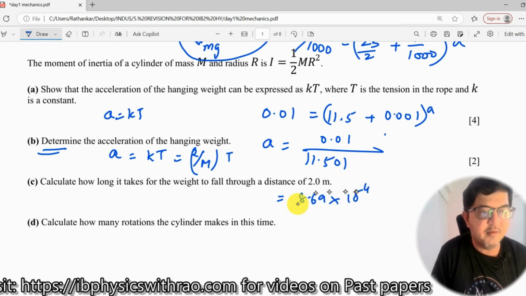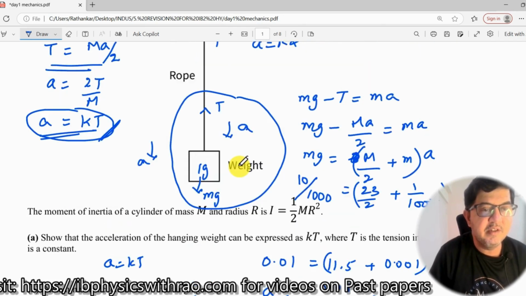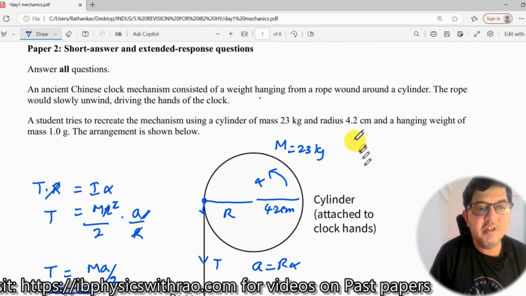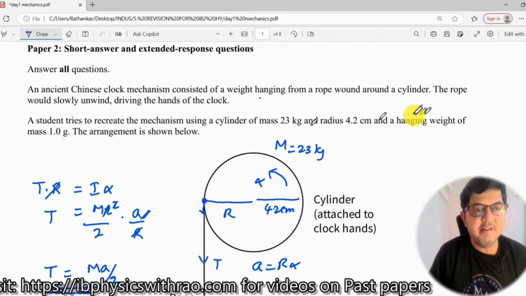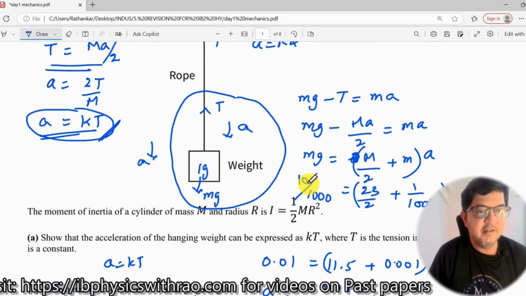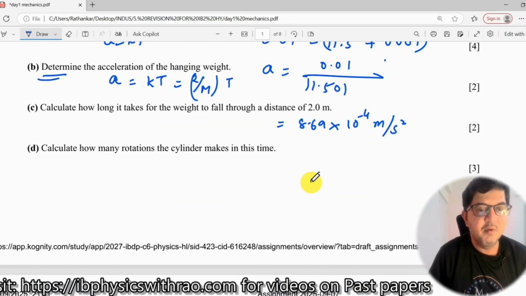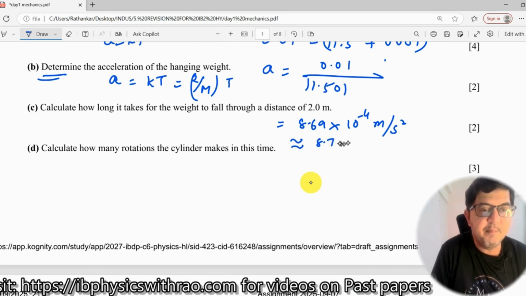Now the question is, what is the unit here? Meter per second square. But how many significant figures should I put? Look at these values: 23 kg, 4.2 centimeter, 1.0 gram. Everywhere there are only two significant figures. So I will also use only two significant figures, which means I will write this as 8.7 into 10 to the power of minus 4 meter per second square. So we have done this also.